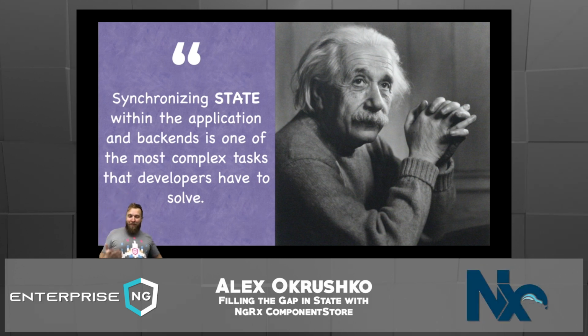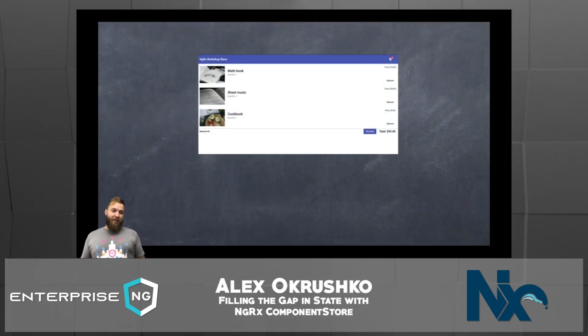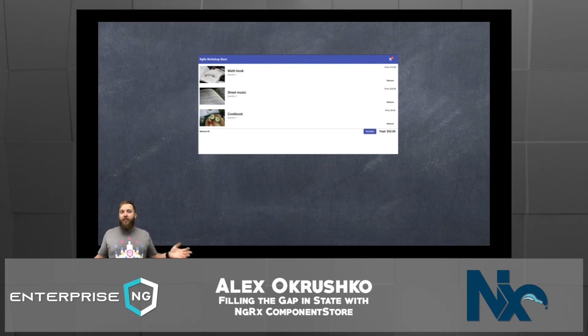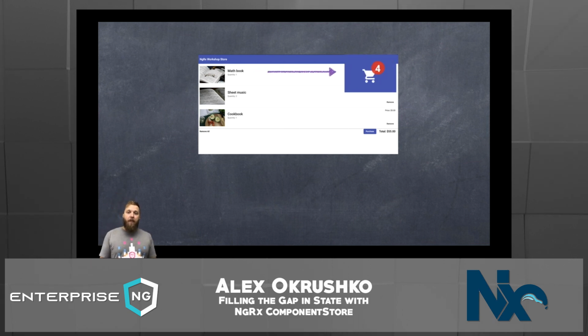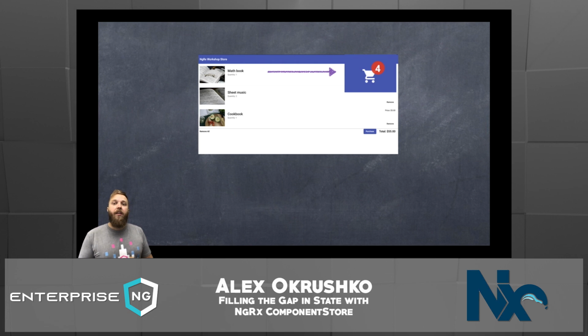So, what is the problem we're trying to solve? What is the synchronization state, and why is it such a hard problem? Let's start with the simple example. We have a page of the store, for example, and this one shows you the list of the products that we have in the cart. So this is like a cart page. And we have also the cart icon component that also needs to show how many items we have in the cart. For example, in this case, 4 items.